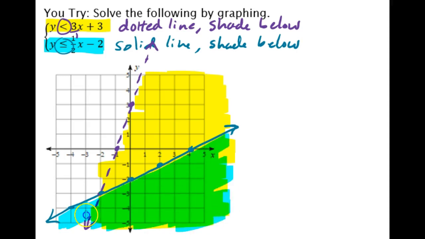So now you can see everywhere that is green represents my solution. It's where the shadings of the two lines overlap. So I could pick any point in the green section and plug it into my original problems, and it would make both of my inequalities true.